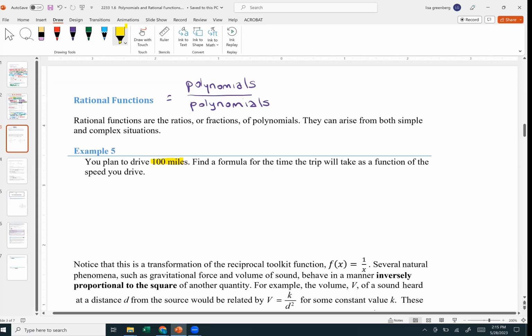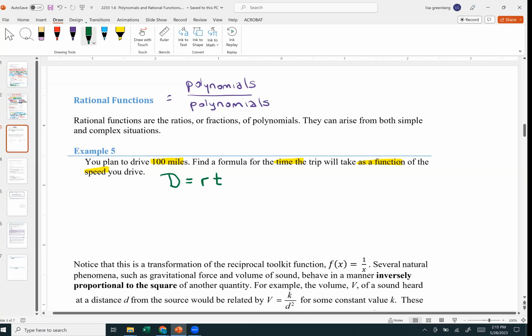Find a formula for the time the trip will take as a function of speed. So we want time as a function of speed. We start off with a formula that you may or may not know, which is that distance is always equal to rate times time.